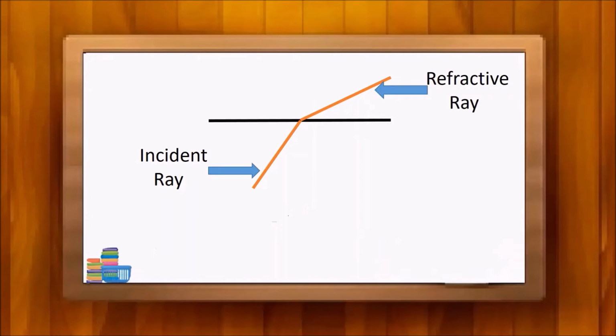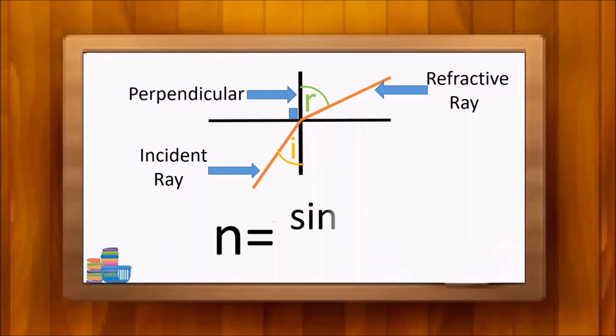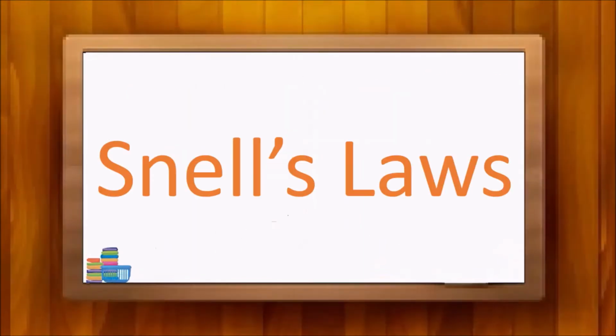We can express this idea in another way. When we draw a perpendicular to the interface at the point of incidence, the angle the particular ray forms with the perpendicular differs when it travels from the first medium to the second. This is the angle of incidence. We identify it using I, and this is the angle of refraction, identified by R. Then we define something called refractive index, which is sin I over sin R and is represented by N.